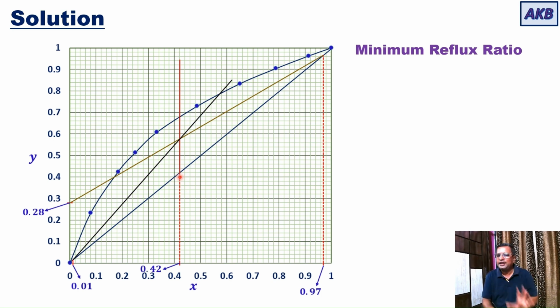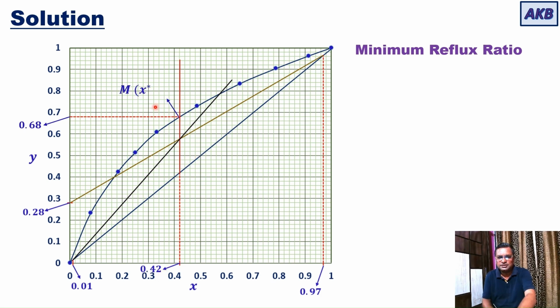So for finding minimum reflux ratio, I am interested in this point. What is this point? This is the point where the Q line intersects the equilibrium curve. So that point, I will note the y coordinate of that point. It is 0.68, and the x coordinate of course will be 0.42, because the Q line is a vertical line, so the x coordinate of this point will be the same as x, that is 0.42.